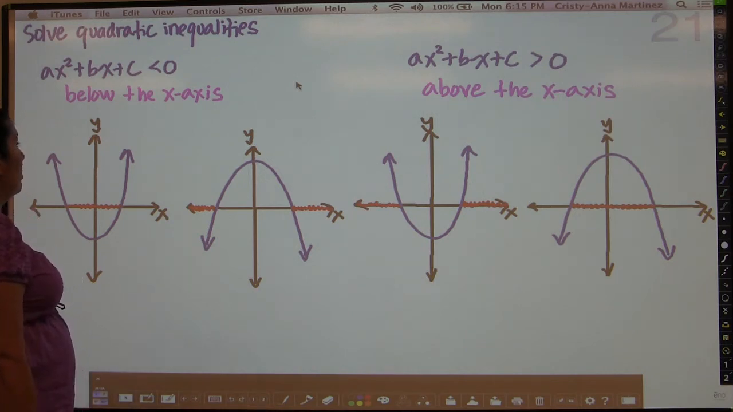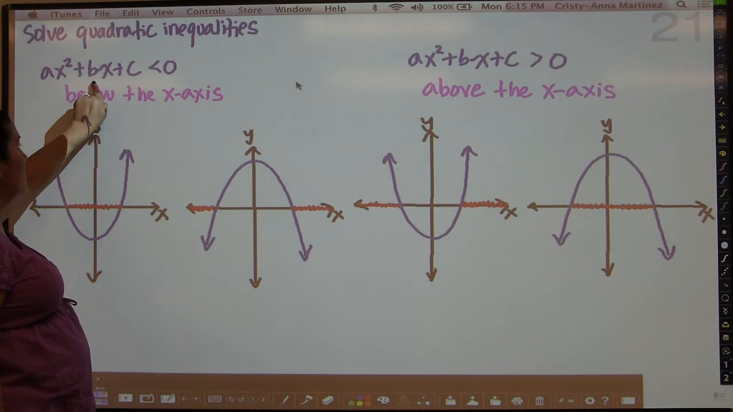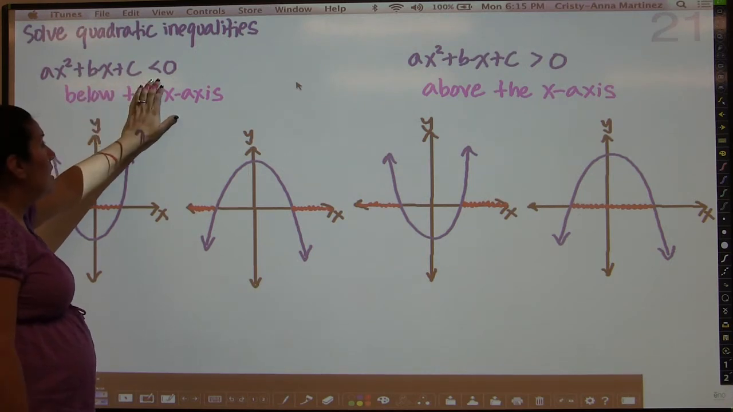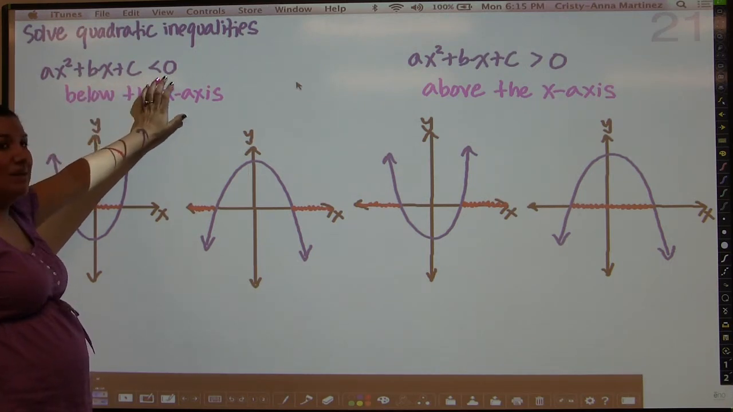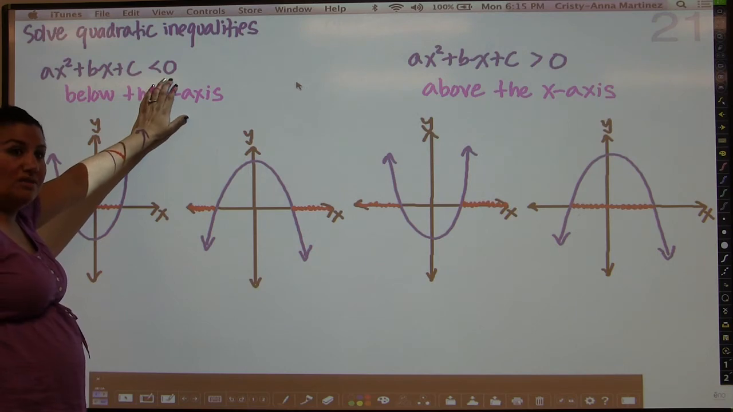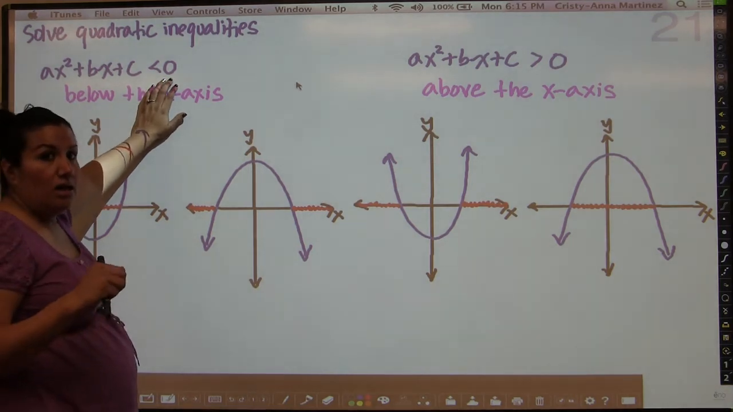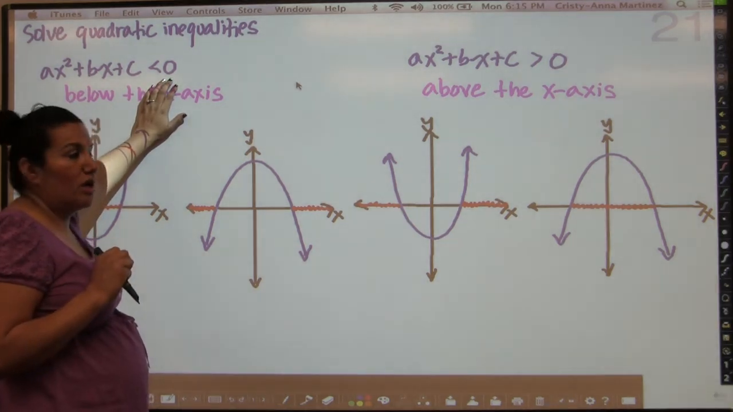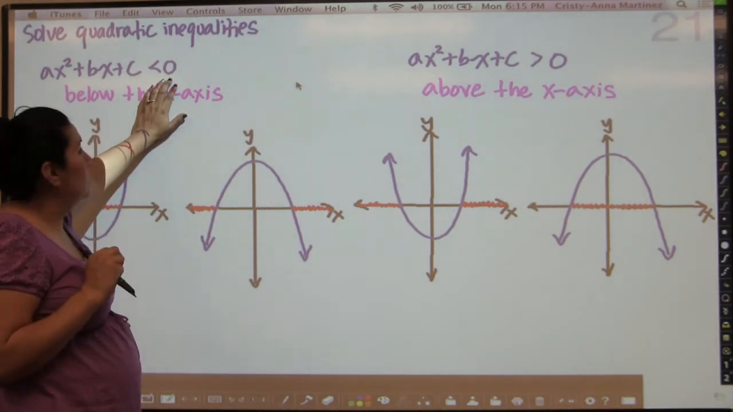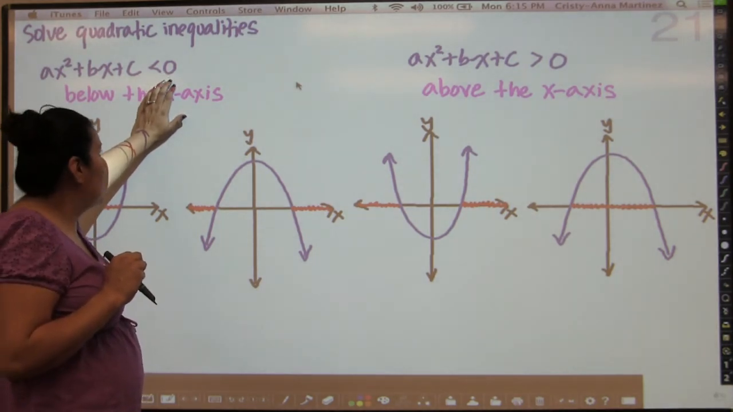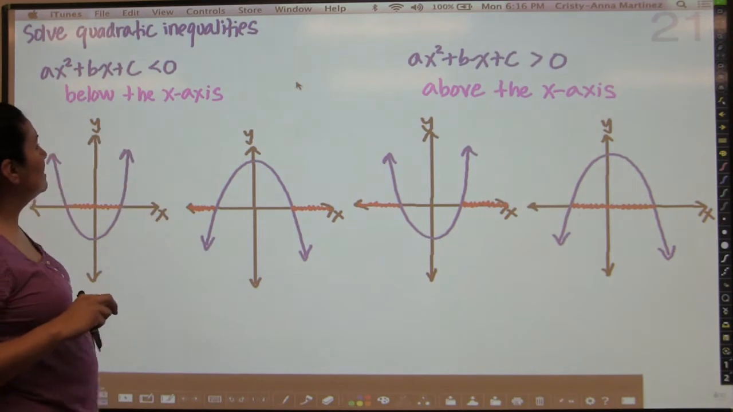So again, I want to show you the two scenarios. You can either have ax squared plus bx plus c is less than 0. Now remember, what we're doing is we're replacing the y with a 0, which is the same thing we did before where we're trying to find the roots of the equation. They called it before the zeros of the equation. So we're doing the same thing.